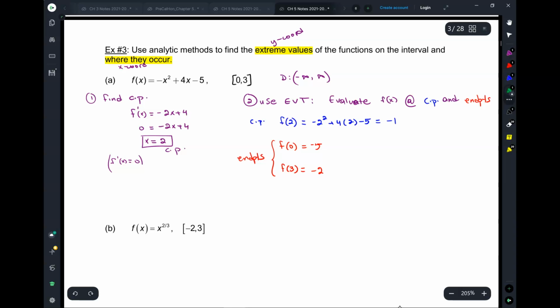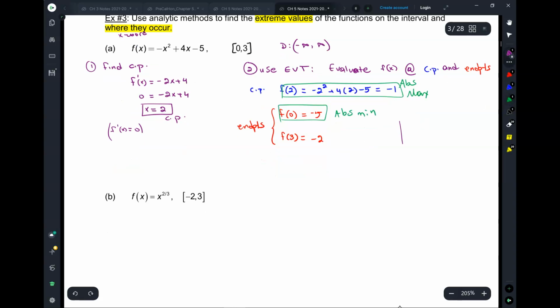So take a look. The y values are -5, -2, and -1. This is the lowest y value, so that's the absolute min. This is the highest y value, so it's the absolute max.